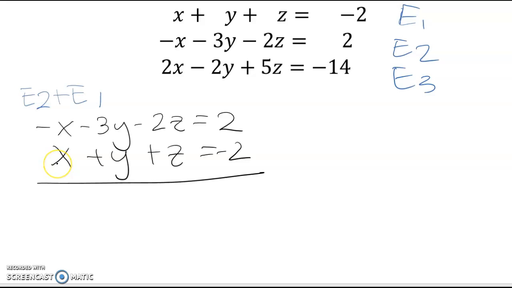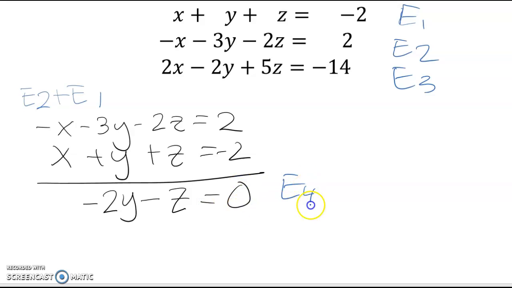Negative x plus x is 0. Negative 3 plus 1 is negative 2y. Negative 2 plus 1 is negative 1. That equals 0. I'm going to name this equation 4.